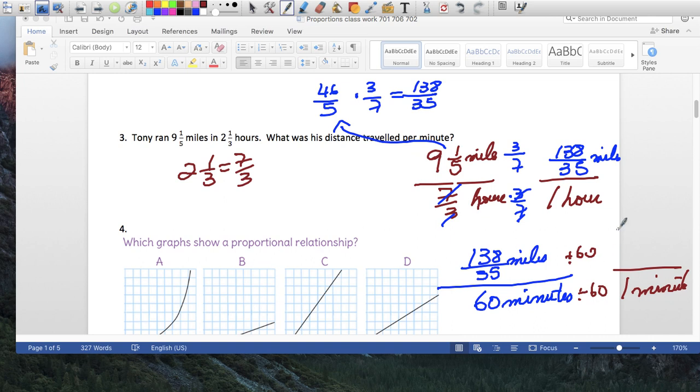If I were to do that, I'm going to get 138 over, what is that, 35 times 60, 2,100. And I can definitely simplify this over miles. But I'm going to leave it like this for now. Okay. Yeah, that's it.